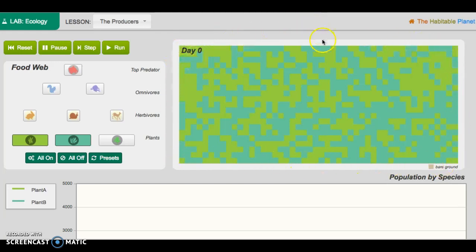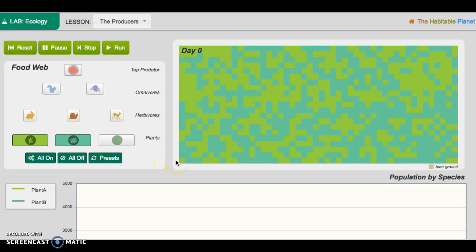It's kind of confusing at first, but if you just think about it like an ecosystem, you're looking at it from a bird's eye view. You are flying over the top of it, looking down at this ecosystem, and these different colors represent different plants. Okay, the light green is this plant over here, and this darker green is this plant over here.